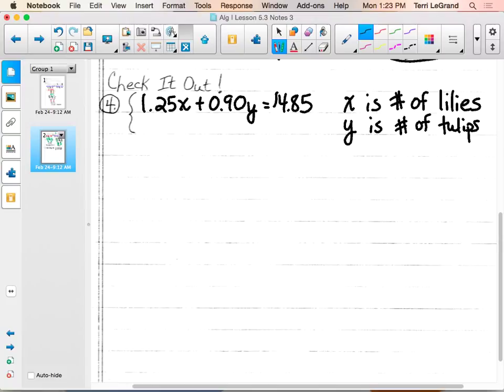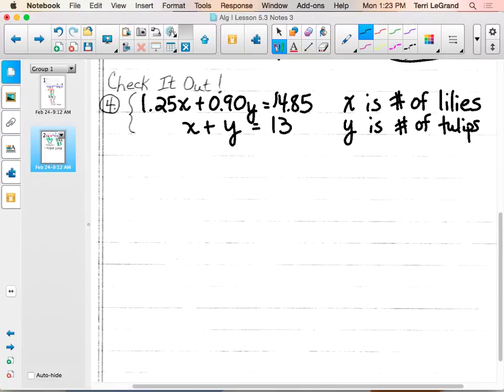What would the other equation be that would help us solve this problem? x plus y equals 13, she says. Okay, here's what that tells me. The number of flowers that are lilies, add to that the number of flowers that are tulips. Altogether, there are 13 flowers. Is that what it says? Okay. Well, then we're ready now to solve our system of equations.